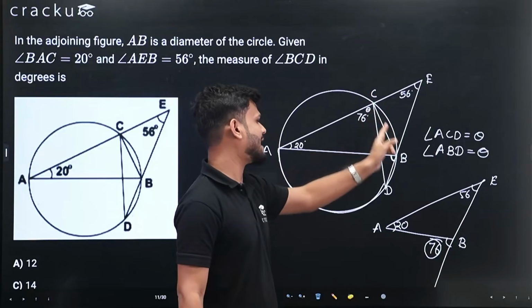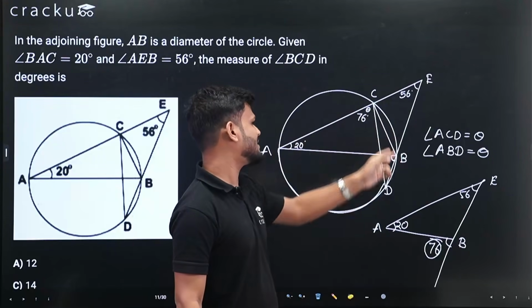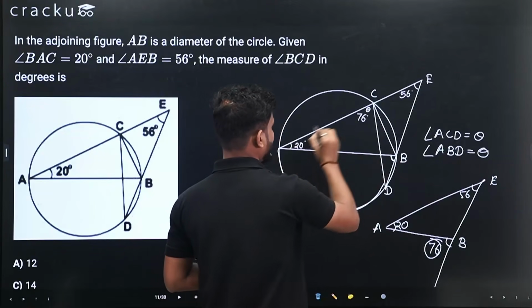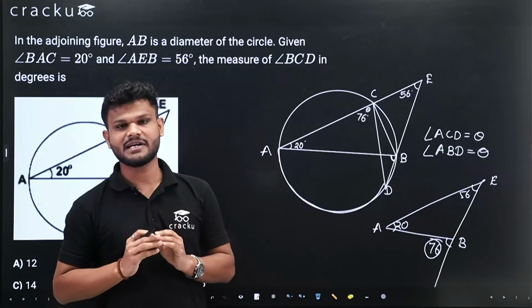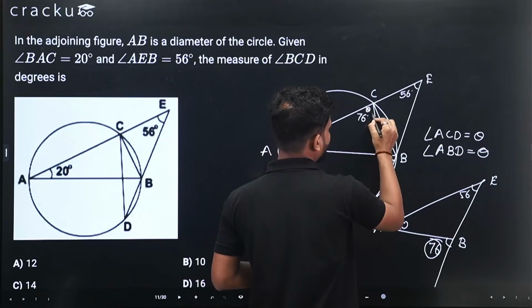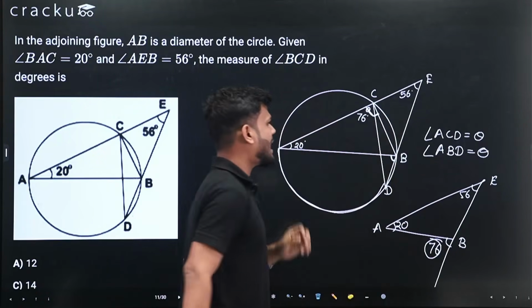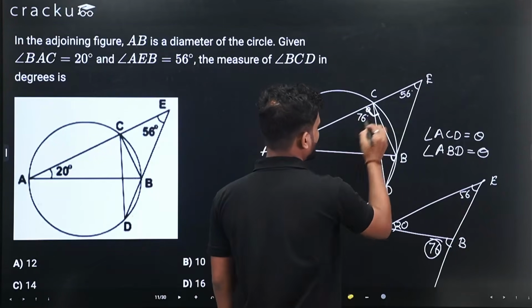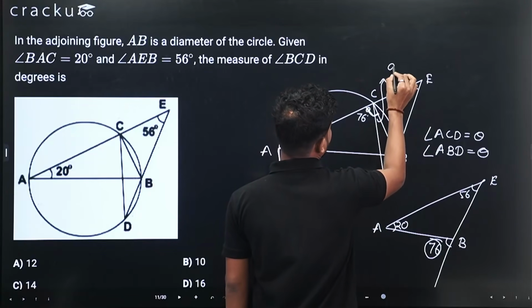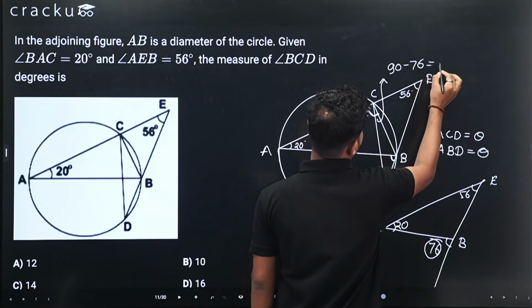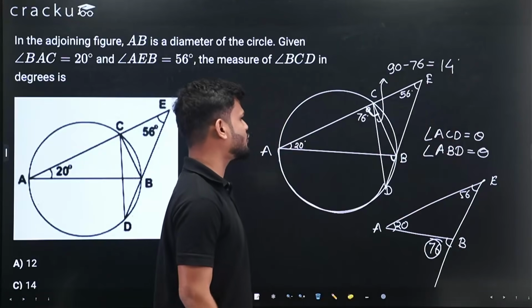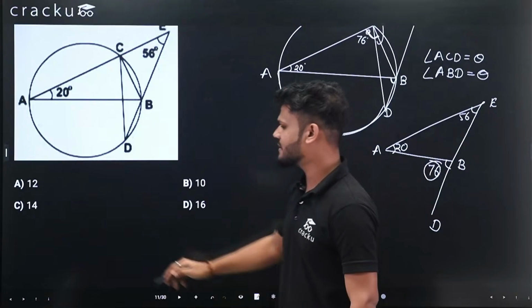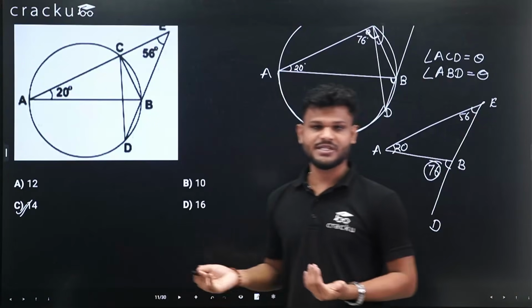Now look at triangle ACB. Triangle ACB is a right angled triangle. Why? Because AB is a diameter and ACB is the angle subtended by the diameter, so this whole angle will be 90 degree. Out of that, ACD is 76, so this one will be 90 minus 76, which is 14 degree. And what we need to find is this angle only, BCD. So it is 14 degree, which is given in option number C. So option C is the correct choice here.